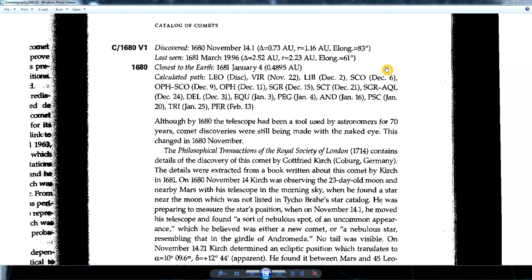Hi folks, today we're going to be talking about comet ISON and its link to comets in the past, and whether or not it's related to comets that have appeared in a pattern of 333 years. So first we're going to talk about the Great Comet of 1680.